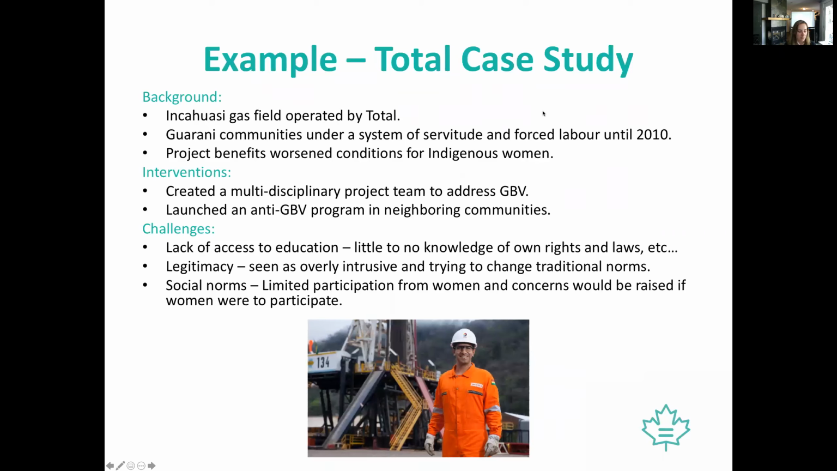So here's some examples of how this has been done internationally. The company Total had a project in Incahuasi in Bolivia, an onshore gas project. The Guarani communities were under a system of servitude and forced labor until 2010. That was the surrounding community. And they found that the benefits of the project actually worsened conditions for the Indigenous women. The economic and social benefits worsened, particularly gender-based violence, and they resulted in making women more dependent on men.